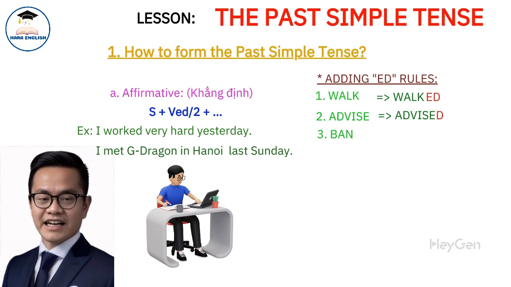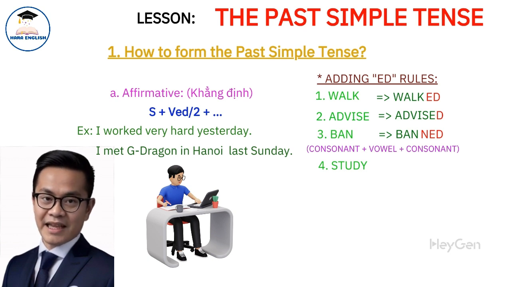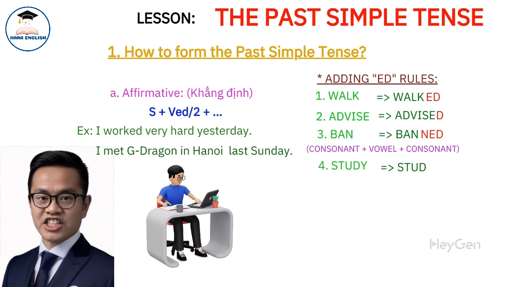3. Now here's the tricky but important part. If a verb ends in a consonant plus vowel plus consonant, CVC, and the last syllable is stressed, we double the final consonant before adding ed. For example, ban becomes banned with double N. Got it? 4. And here's another spelling tip. If the verb ends in a consonant plus y, we change the y to i, then add ed. Now we have study becomes studied.